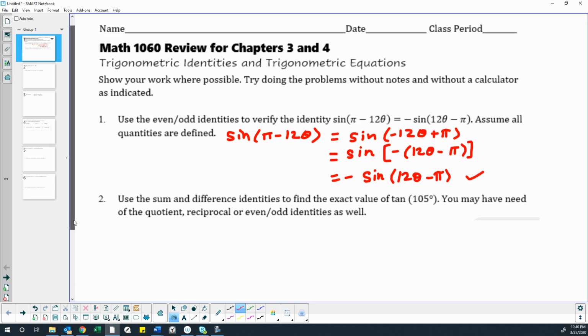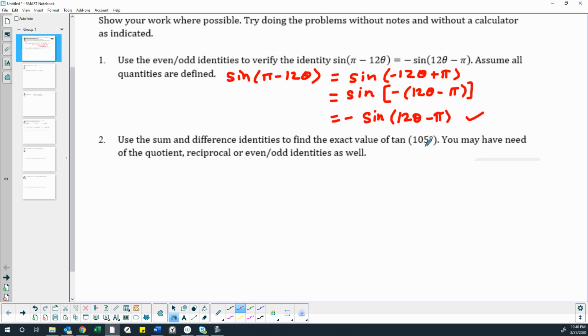Number 2, use the sum and difference identities to find the exact value of the tangent of 105. You may have need of the quotient, reciprocal, or even odd identities as well. Okay, let's start by figuring out what angles we can use to create 105. So tangent of 105, the first things that came to mind for me were 60 and 45. I'm sure there are other possibilities. You could probably even do a difference somehow.